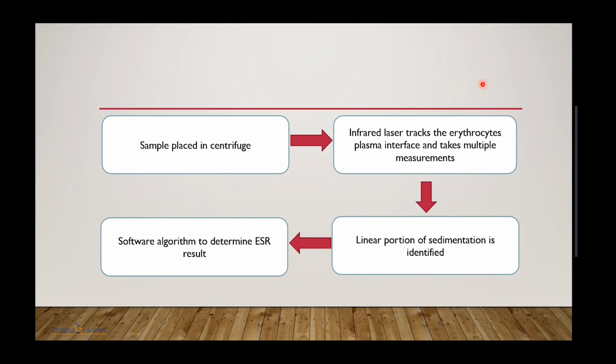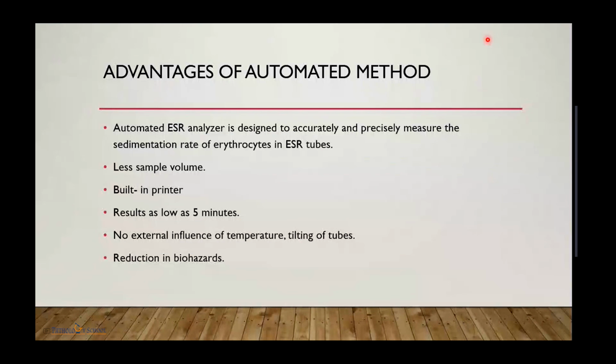What are the advantages of all the automatic methods that we have studied? Basically, they are designed to accurately and precisely measure the rate, and they require less sample. It has the inbuilt printer in it. It provides results in 5 minutes, and there's no external inflow of sunlight or temperature or filtering of it. And also, it causes reduction in the biomass, which is important.